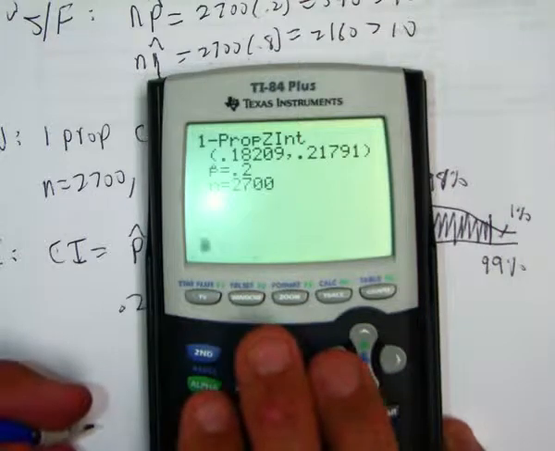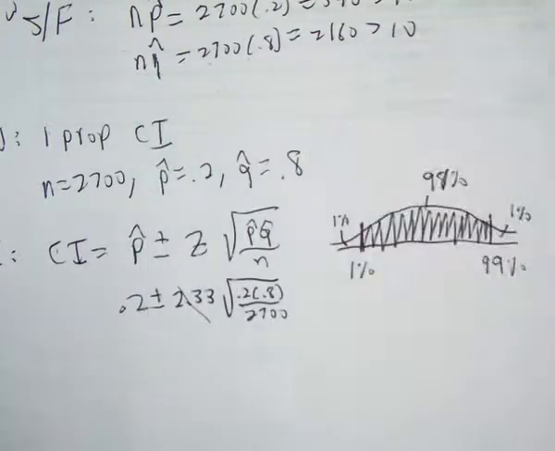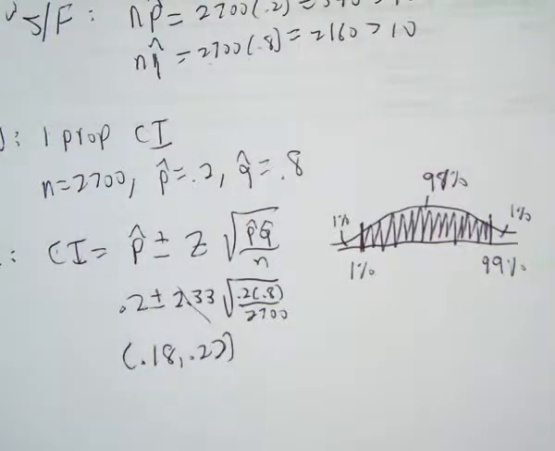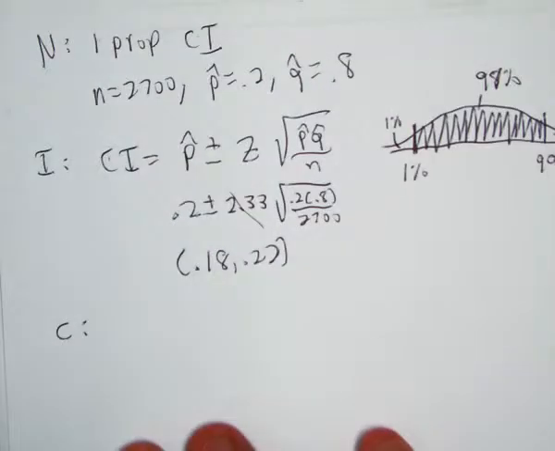So we get between 18 and 22%. Okay? So what does that mean? So this is really our answer to B.